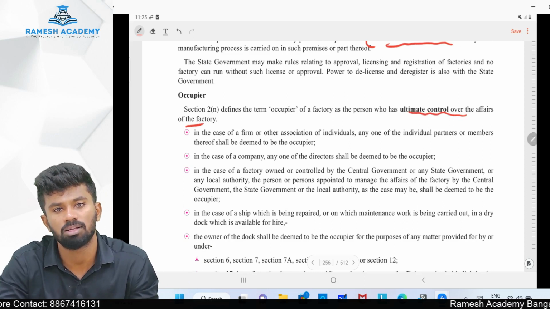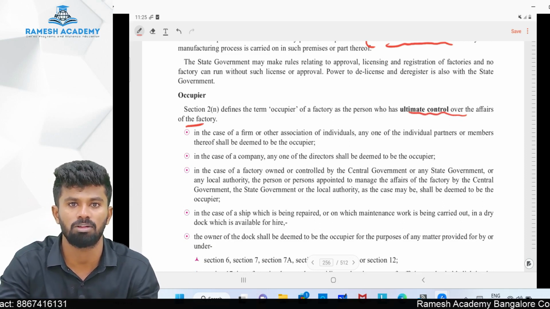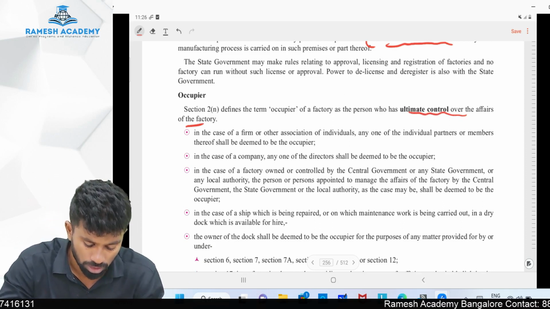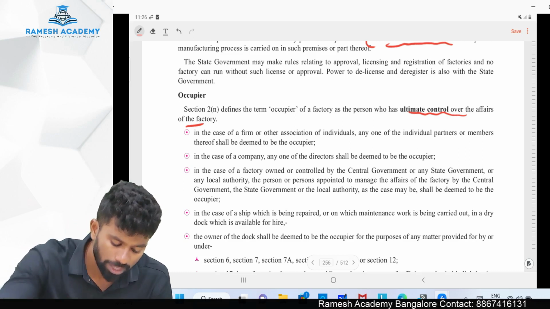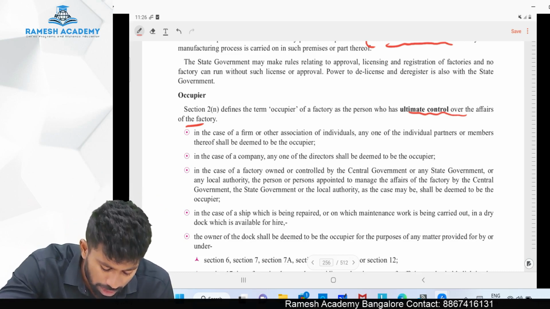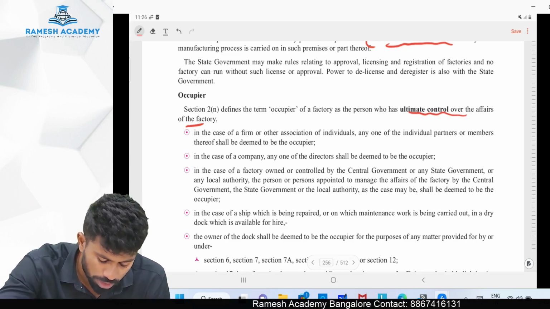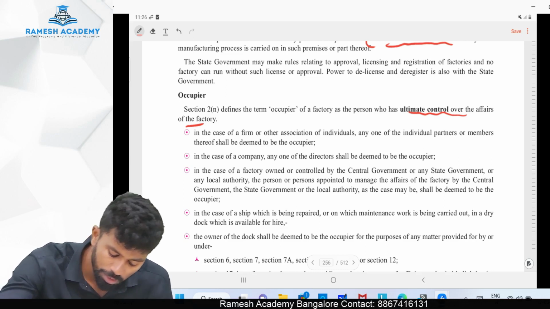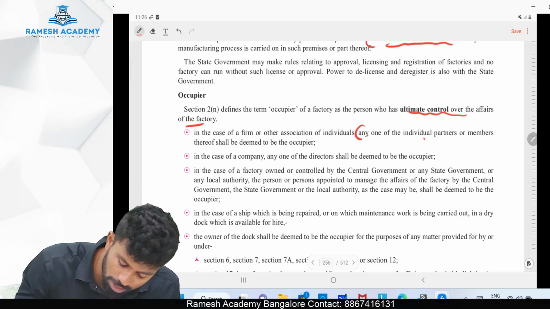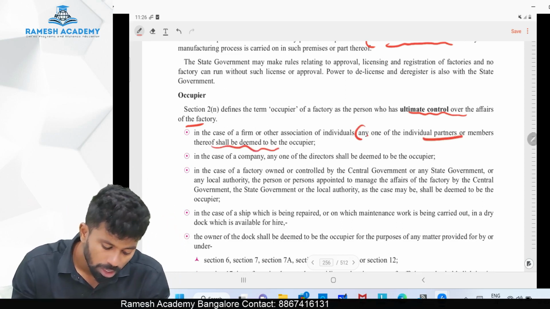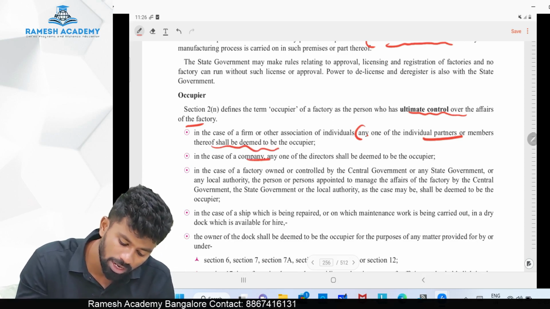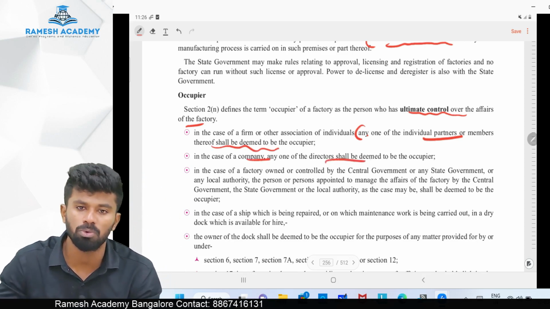Whoever has ultimate control over the affairs of the factory is considered as what? Considered as an occupier. In case of a firm, that is, in case of a partnership firm or association of individuals, any one of the individual partners or members shall be deemed to be what? Occupier. In case of a company, any one of the directors shall be deemed to be what? Occupier.